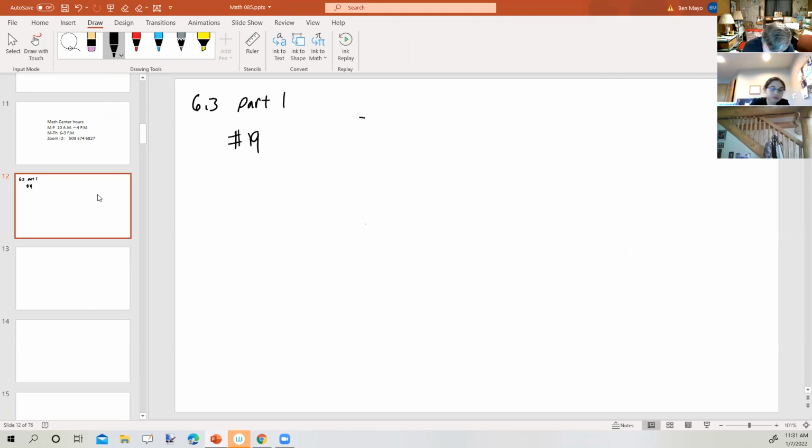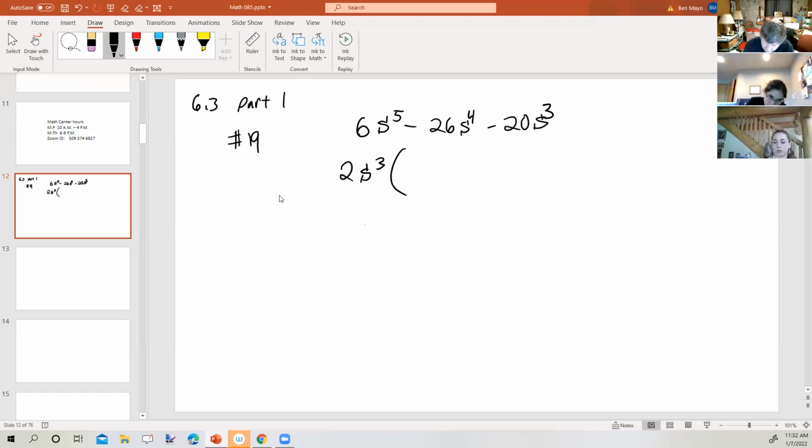All right, it says 6s to the 5th power minus 26s to the 4th power minus 20s to the 3rd power. So this is a trinomial. It's in standard form. There's a greatest common factor, which would be 2s cubed. So taking that out, we have 3s squared minus 13s minus 10 left over. Now, here we have a trinomial that does not have a leading coefficient of 1.